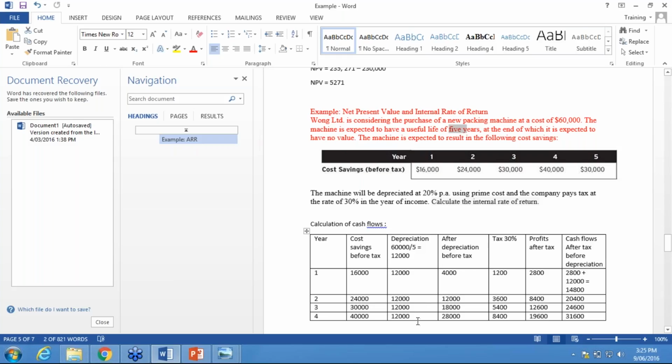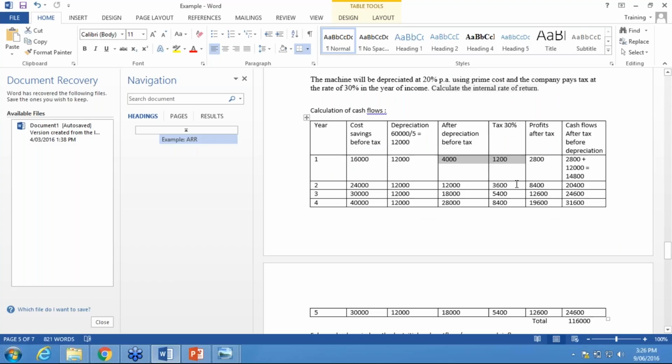So these are depreciation. First of all, we need to subtract depreciation from cost savings. So 16 minus 12, 4; 24 minus 12, 12; 30 minus 12, 18; 40 minus 12, 28. And then now we can calculate tax, because for tax, you need to subtract everything first. Tax is 30%. So 30% of 4,000, 30% of 12, 18, and 28. So this is the tax column. Another one is profit after tax. 4,000 minus 1,200, that is 2,800. 12,000 minus 3,600. So here is the profit after tax.